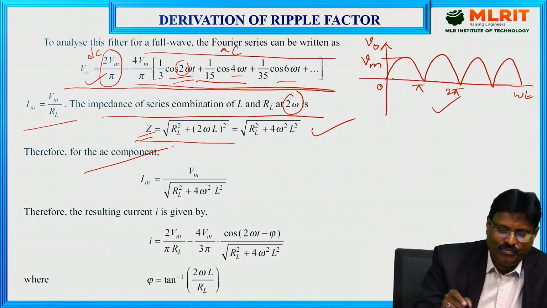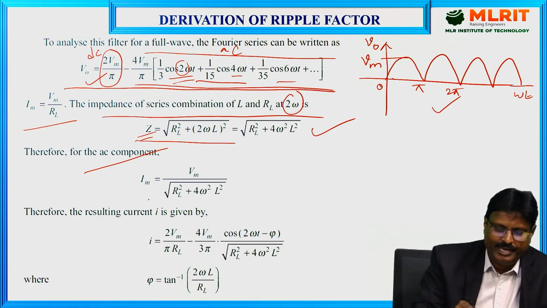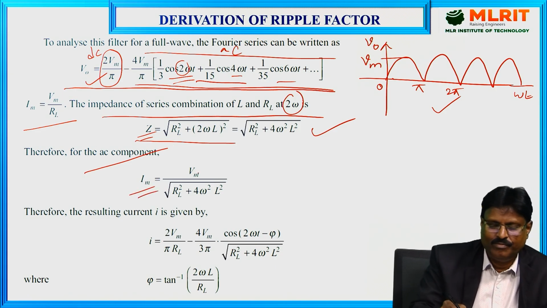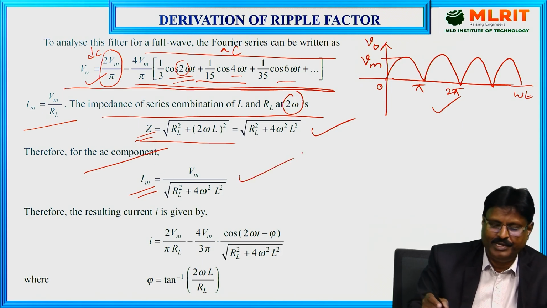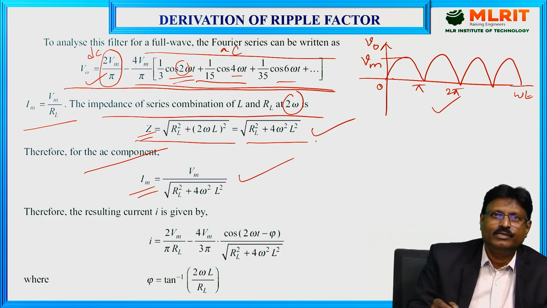So for the AC component, how to calculate Im? Im is equal to Vm by the impedance magnitude, that is root over RL square plus 4 omega square L square. So this is for the AC component. The AC current component can be represented like this: Im is equal to Vm by Z, where Z is equal to this one. Okay, so total current.